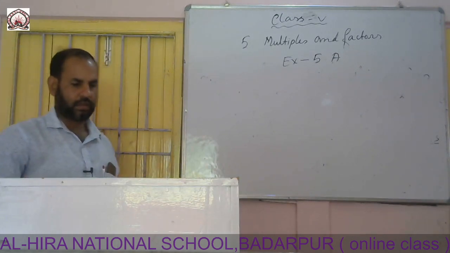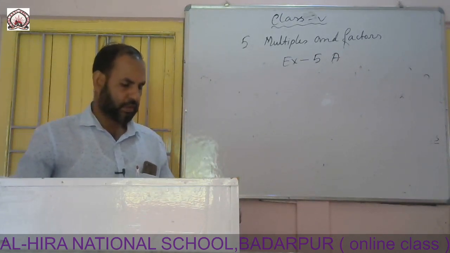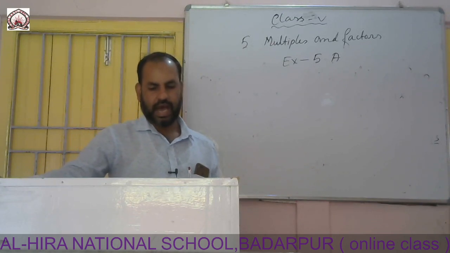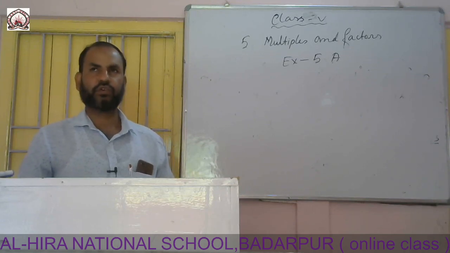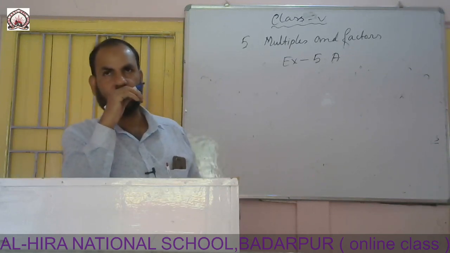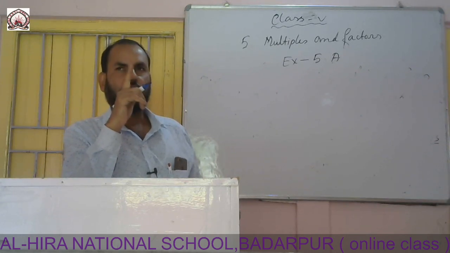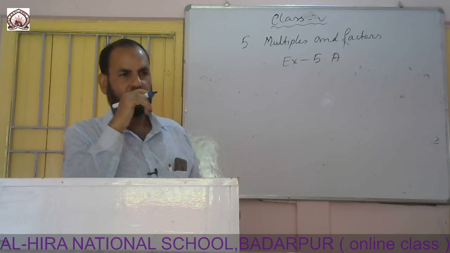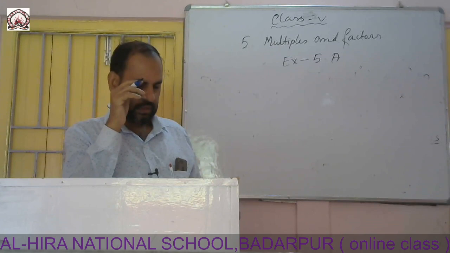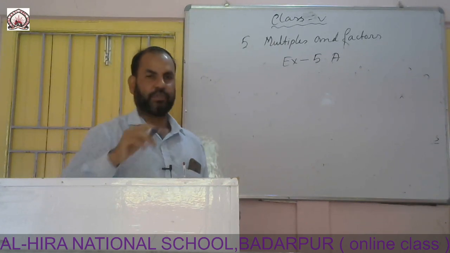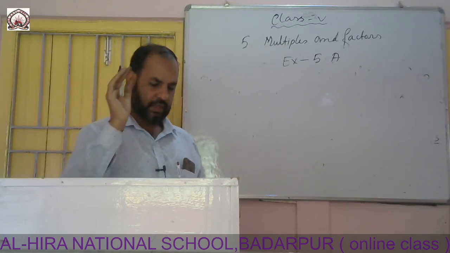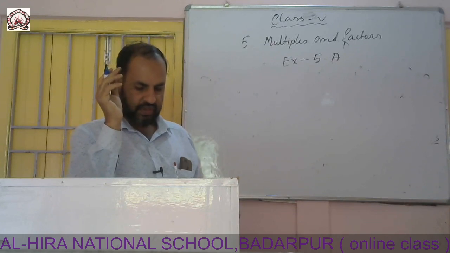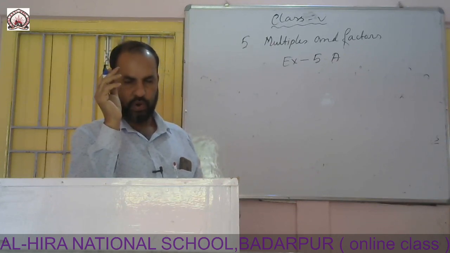Now coprime numbers. Two numbers are coprime numbers if the only common factor is 1. If for two numbers we take out the factors and the only common factor we get is 1, then we can say the pair of numbers are coprime numbers.